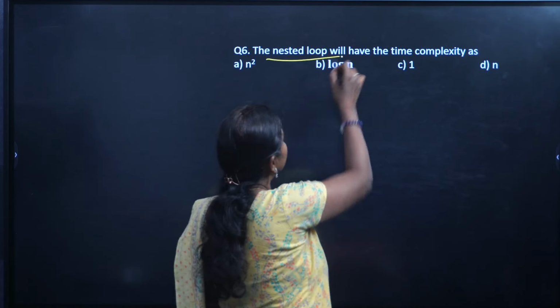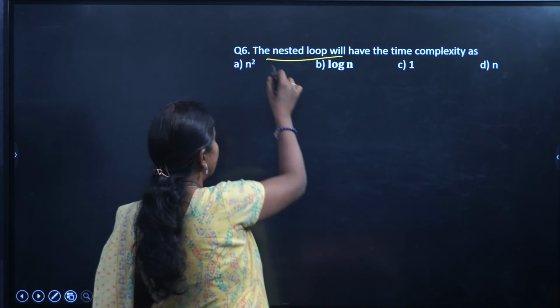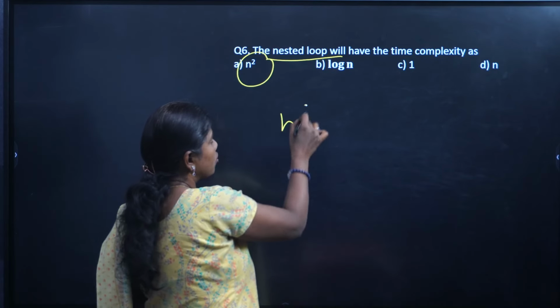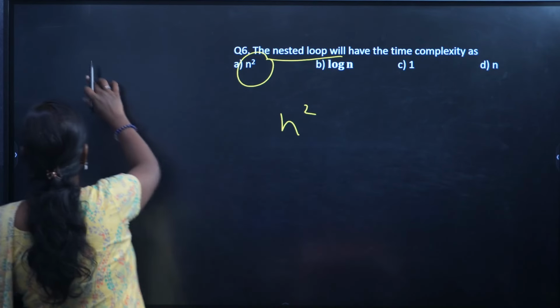A nested loop will have a time complexity of n square. It's going to be n square. We'll go to the next question.